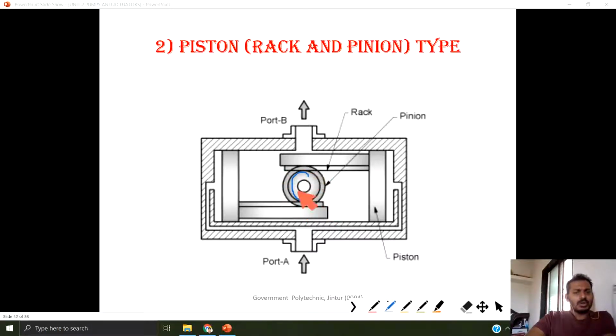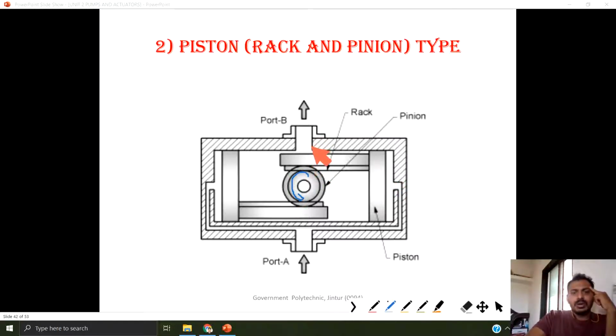This piston rack and pinion type is all used for limited rotation. It is not having a continuous rotation, because continuous 360-degree rotation is not possible with this piston type, as there is a limitation on the length of the rack. Whatever the length of the rack, that much is the rotation available with the pinion. So this is the piston rack and pinion type of limited rotation actuator.